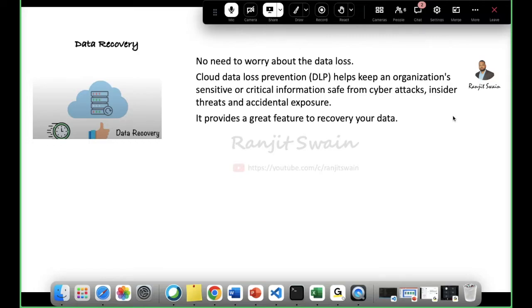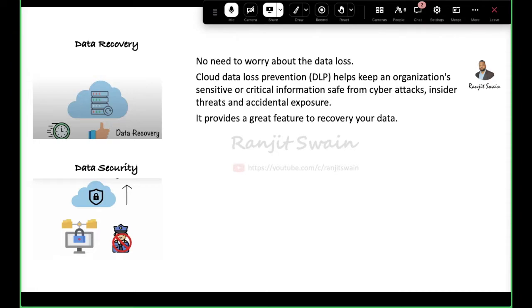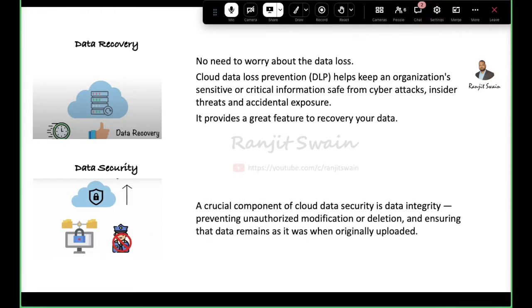So what happens here? It provides a great feature to recover your data. In case of any data loss, it provides a data recovery feature also. Okay. And what next? Data security. It is a must for every company when it comes to security. A crucial component of cloud data security is data integrity. What is that? Preventing unauthorized modification or deletion and ensuring that data remains as it was when originally uploaded. If you use any cloud service from any service provider, they follow international standards. They have to follow those rules and they will never touch your data.